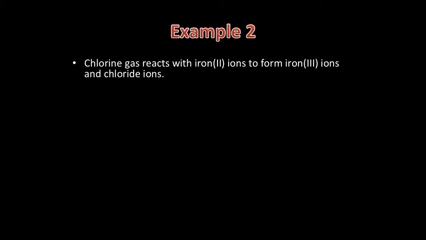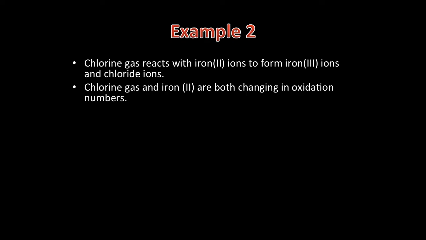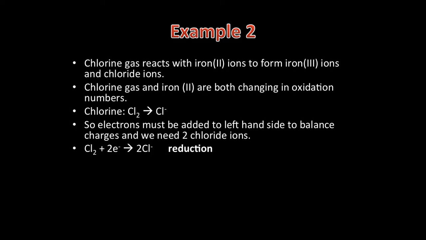Let's look at a second example. Chlorine reacts with iron 2 ions to form iron 3 ions and chloride ions. Step 1. Identify the species changing oxidation state. Chlorine gas and iron 2 are both changing in oxidation states. Chlorine is going from Cl2 to Cl-, so a change from 0 to -1. So electrons must be added to the left-hand side.